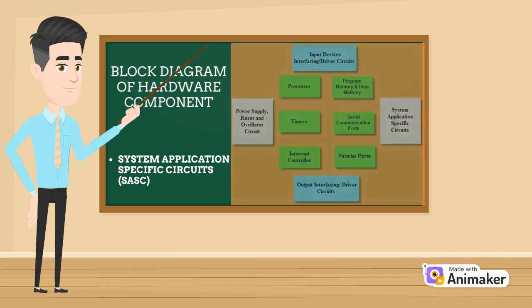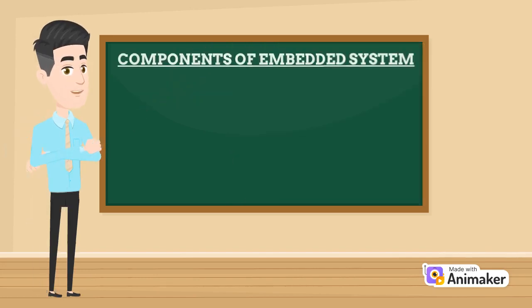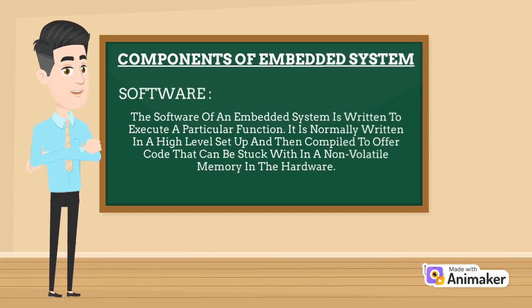Now, moving further on components. Software is the second component of embedded system. The software of an embedded system is written to execute a particular function. It is normally written in a high-level language and then compiled to produce code that can be stored in a non-volatile memory in the hardware. In other words, it has main application software which may perform concurrently a series of tasks or multiple tasks.